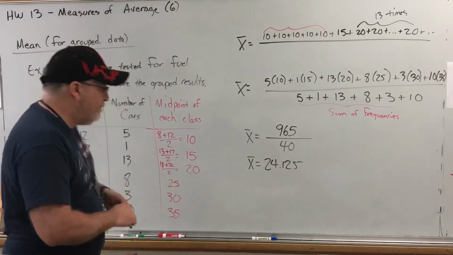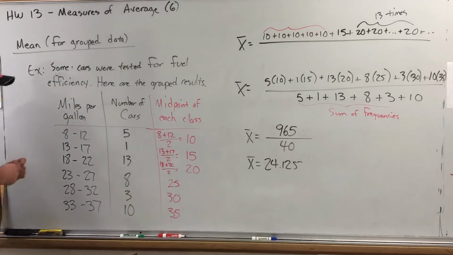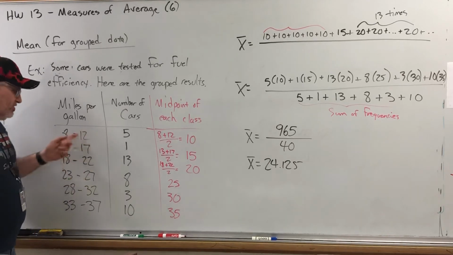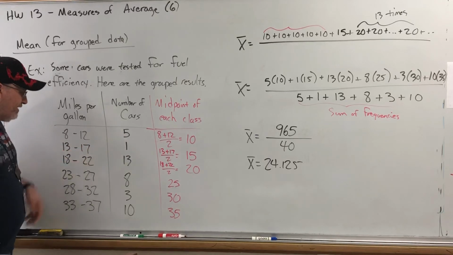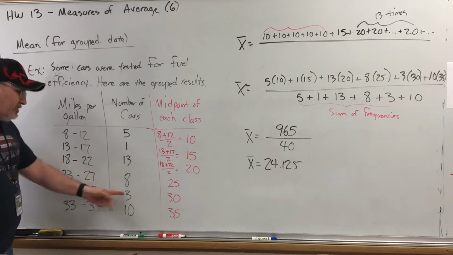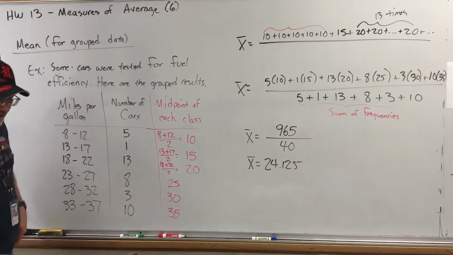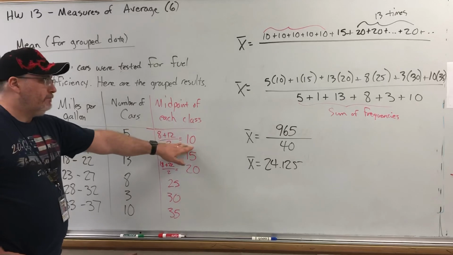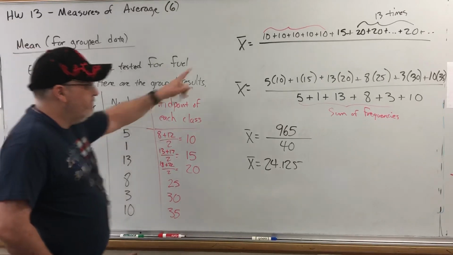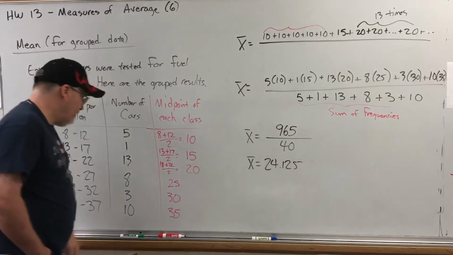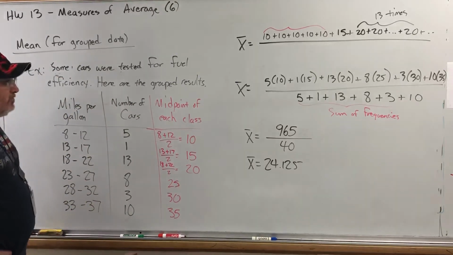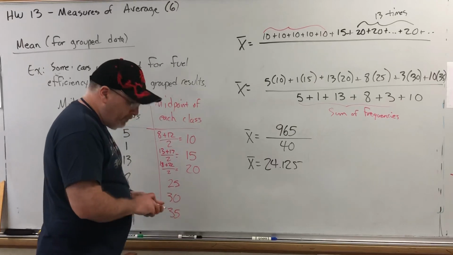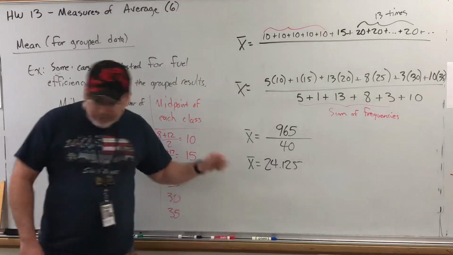So that's the best estimate we can come up with for the average of the 40 numbers that we don't know individually, but rather that 5 are in this class, 1 is in this class, 13 are in that class, 8 are in the 4th class, 3 are in the 5th class, 10 are in the 6th class. We just multiply each class's midpoint times its frequency to add them more efficiently. Take the sum of all those products, and then we divide it by the sum of the frequencies. This sounds like something we need to turn into a formula. Let's do that in the next video.